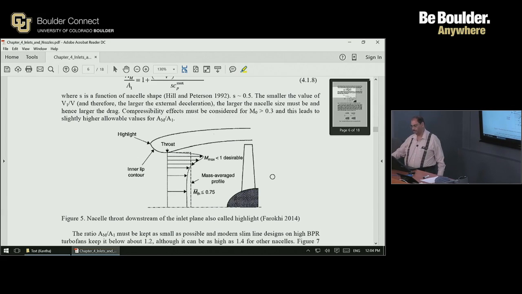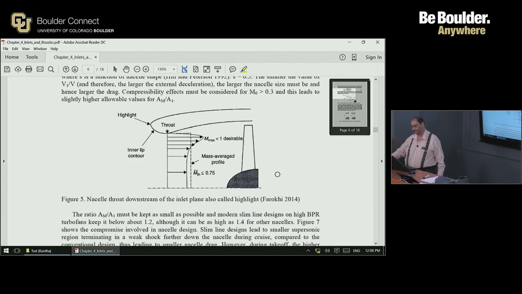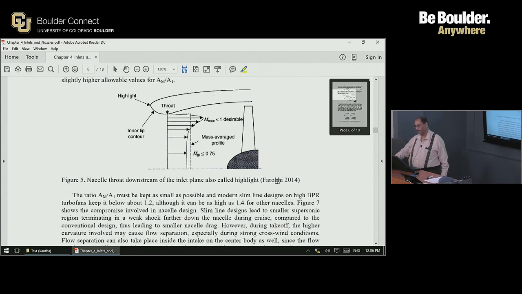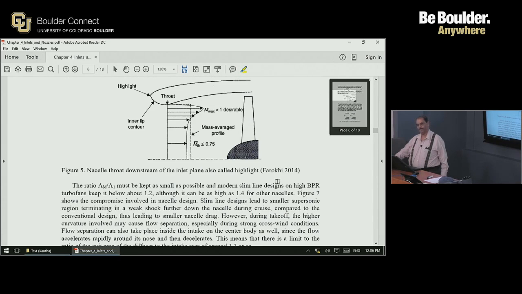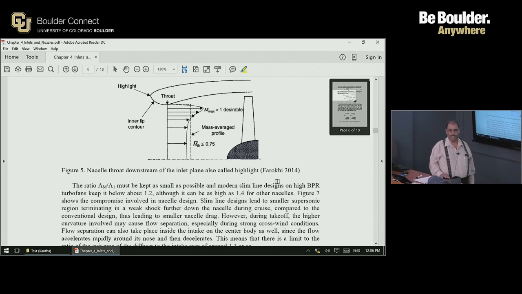Now, it is usual to design the nacelle such that the same nacelle can be used for future versions of the engine, which may have a higher thrust.